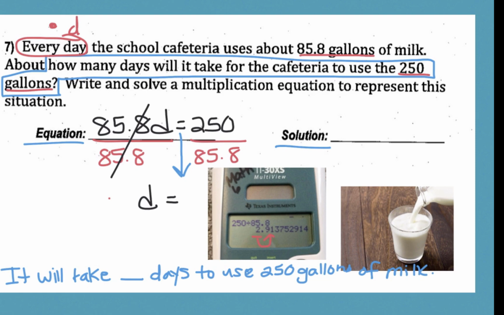About how many days will it take them to use 250 gallons of milk? It will take about 3 days. So D, when I write this over here, I'm going to write it as D is about 3. It's not exactly 3, it's really close to 3.